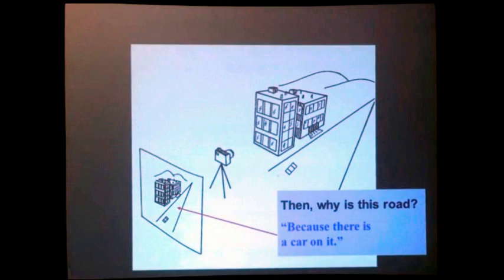For sure, this context, which is the road, is making that small thing appear as a car. But if you ask, then why is this a road? Then most people say, because there's a car on it. And, well, that doesn't help us to solve the problem. So that is the kind of problem that we should discuss, we should attack.